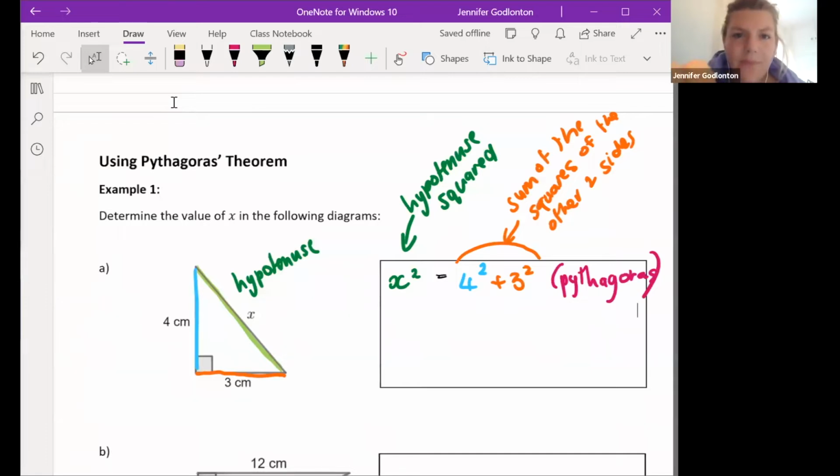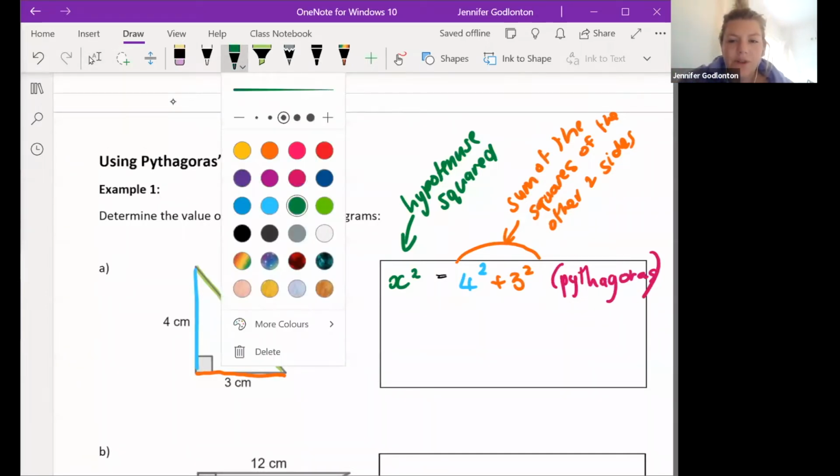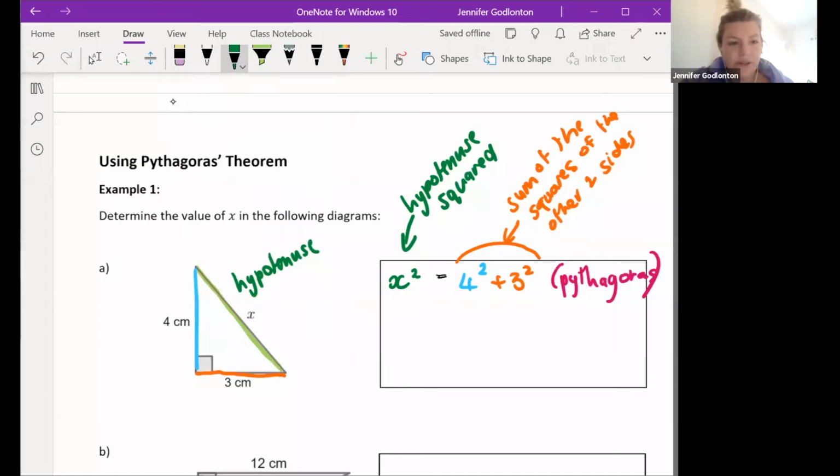From here, there are lots of quick ways to go about this, but I'm just going to show you the long way while we're getting used to it. You can put this straight into your calculator. So you can say x squared is equal to 16 plus 9. X squared is equal to 25. And then we would have to square root both sides. So x is going to equal 5.